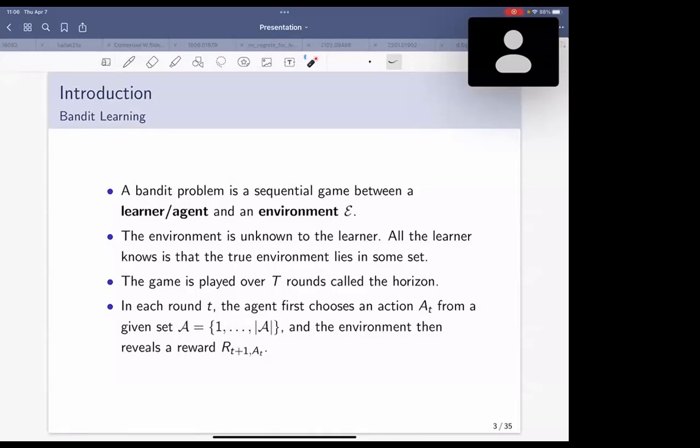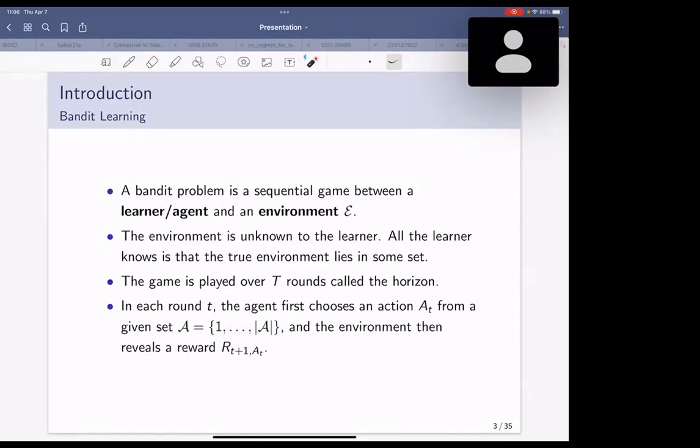The game is played over T rounds, which we call the time horizon. At the beginning of each round, the agent first chooses an action from a given set. We are assuming that the set is fixed and not changing over time, but in a more general Bandit setting, the set can change, or it can be a compact set from R^d. But here we are assuming that the set is fixed and it's a finite set.